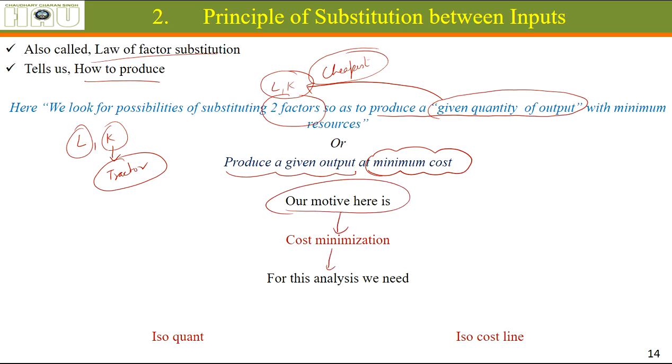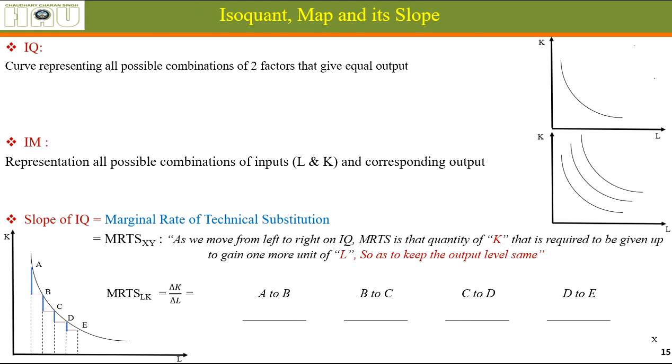All right, and for this purpose we need two diagrammatic concepts. One is the isoquant and one is the isocost line. What do we mean by isoquant? What is the isoquant map, and what is its slope called?